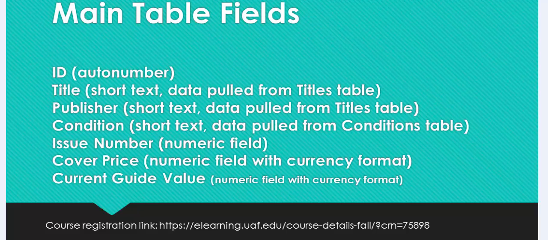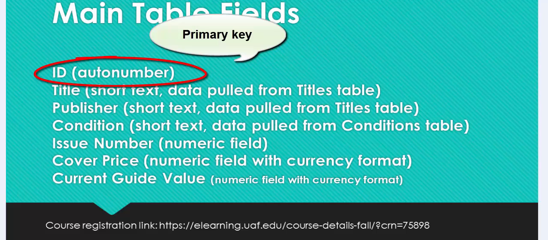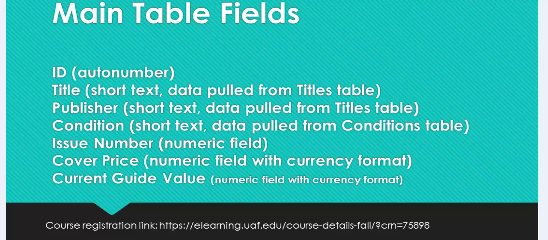We need a primary key because every single comic book needs a completely unique identifier. A lot of them are going to have the same title. A lot of them are going to be similar with the condition, because there's only like 10 conditions. Some of them might have the same prices for cover price and value, for that matter. A lot of them will have the same publisher. So you need a unique value that's really going to identify each individual record. And then the other fields: title is just the title of the comic book.